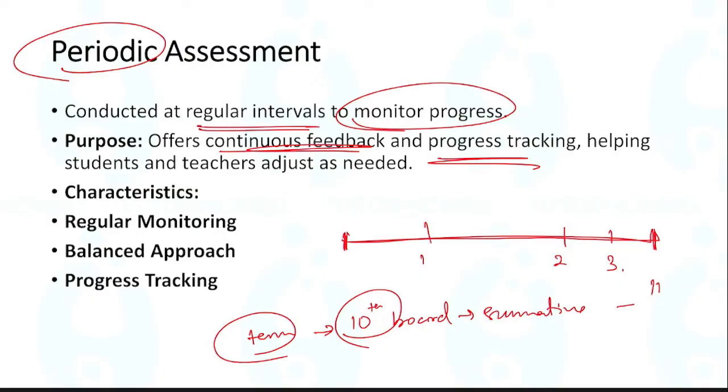If you take the 10th class as a scenario, the purpose is to do what? The purpose is to get continuous feedback. With the term exams, the student will understand their lacunae and they can learn. They still have time to learn before the summative assessment, right?